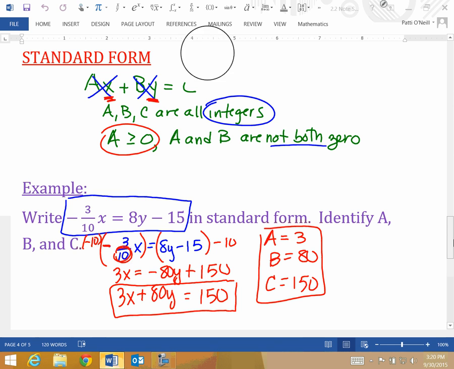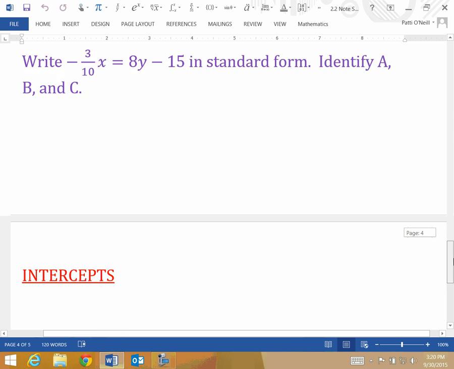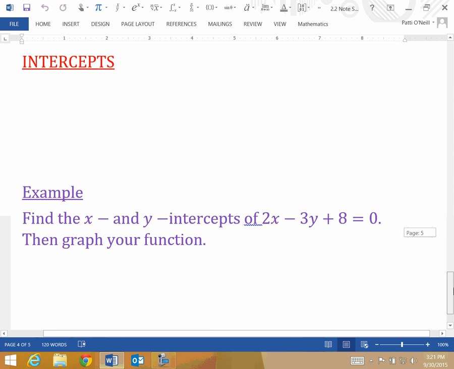So you're going to have the ability to take something that may not be in standard form and put it into standard form for me. We have, I think, one more topic to talk about in here, and that's the idea of intercepts.